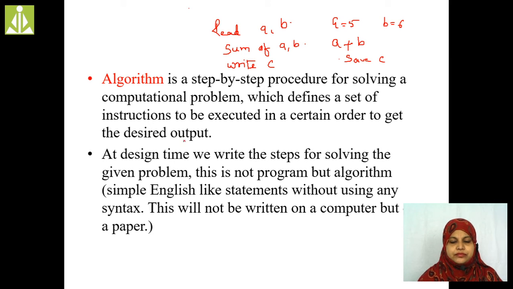So addition of two numbers means we must know the values of a, b. Then we assign the values to a and b. Then we perform the addition operation. Then we save the result in one more variable, that is c, right? This is the algorithm for addition of two numbers. While writing it, we are not going to use any programming language.